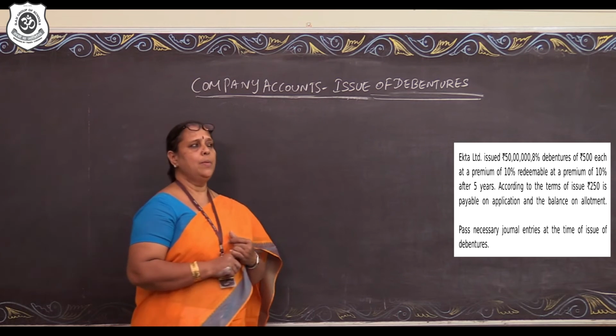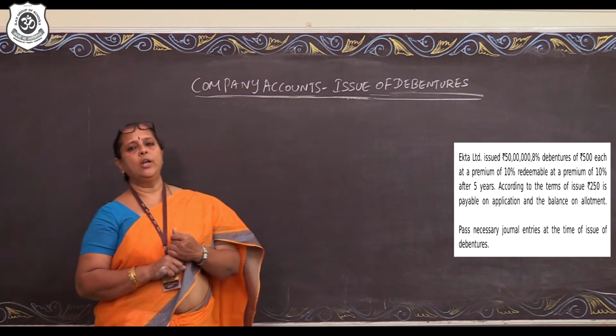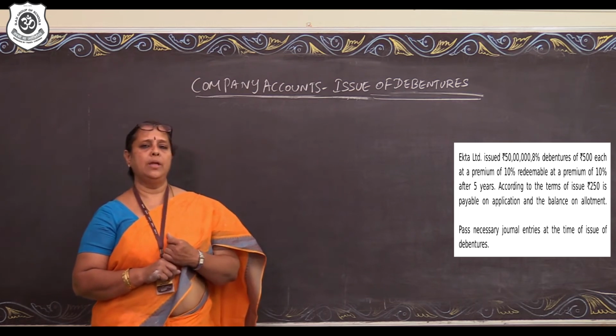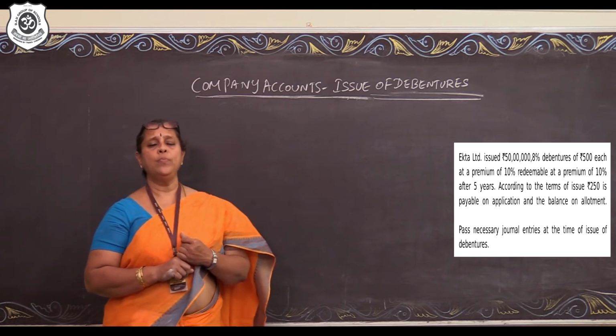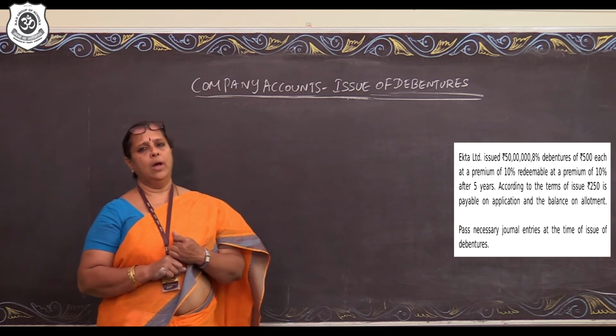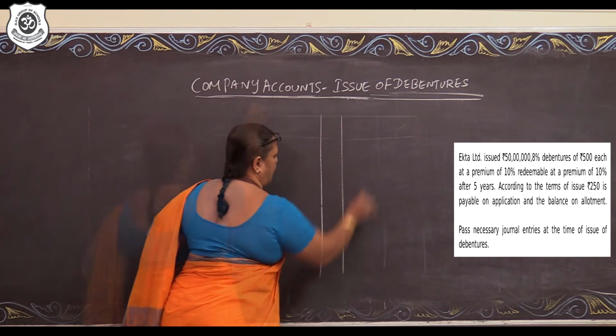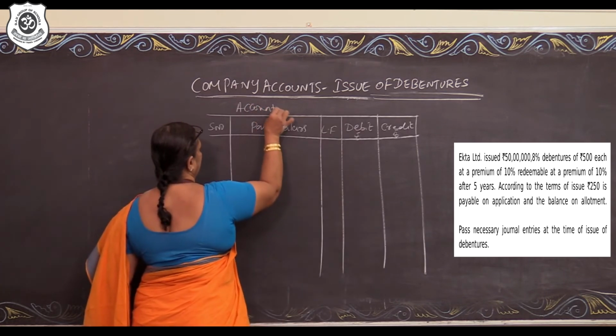All adjustments in the absence of any specific information will be done only at the time of receipt of allotment money. So, we shall be passing 4 journal entries for this question. Entry number 1 and 2 for receipt of application money and transferring the application money to debentures account, and entry number 3 and 4 will be for allotment. So, now we shall start with the journal entries, accounting entries.